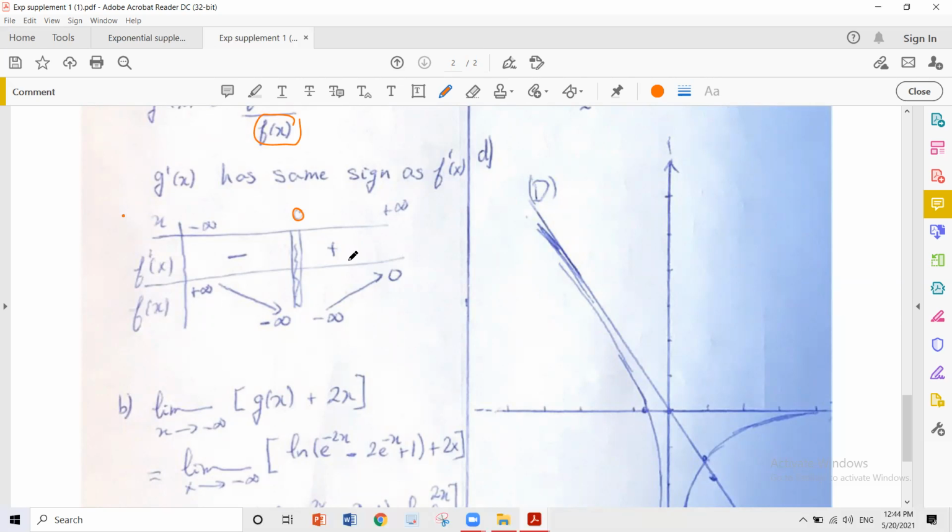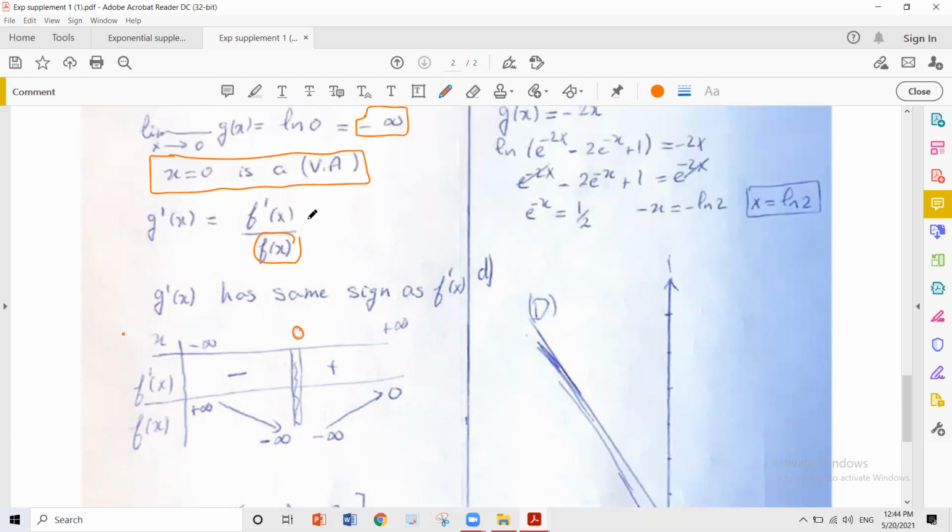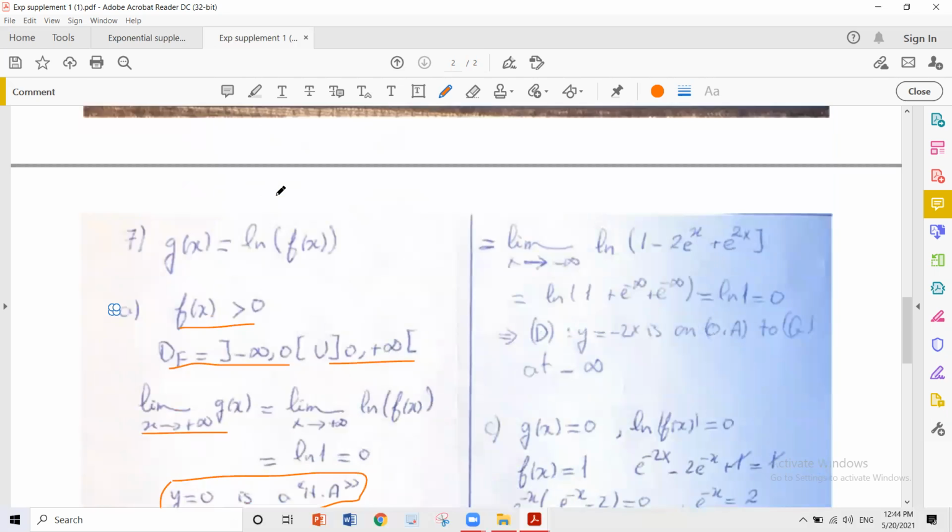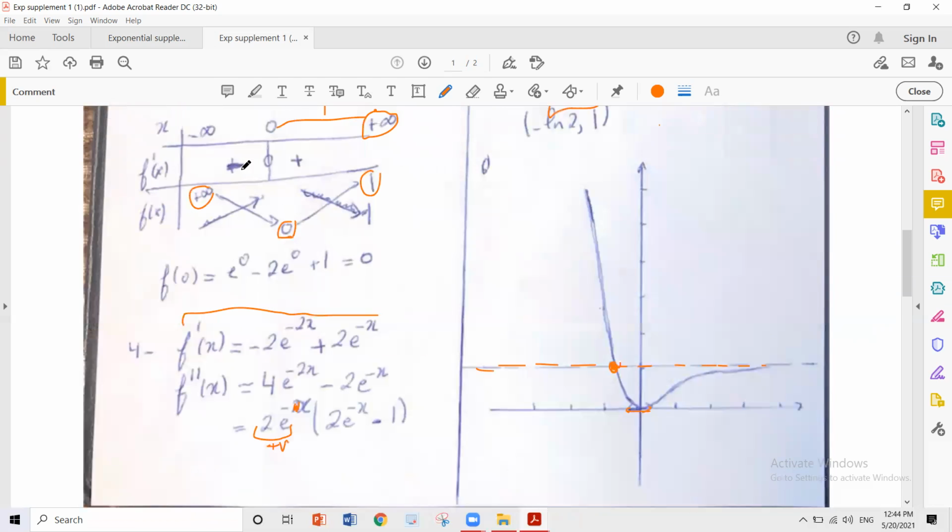Teacher, how did we know the same sign from above? g prime x equals f prime x over f(x). f is positive, so f prime and g prime have the same sign. We look at the sign of f prime from the table here: negative, positive.